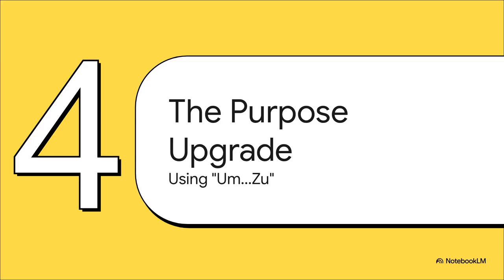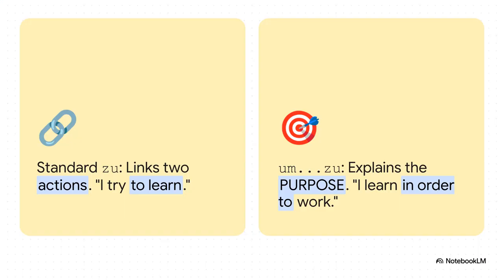Okay, now that you've totally mastered the basic zu structure, let's look at a powerful upgrade. Sometimes you don't just want to link 2 actions. You want to explain the purpose of the first action. And to do that, we use a special combo, um zu. So here's the difference in a nutshell.